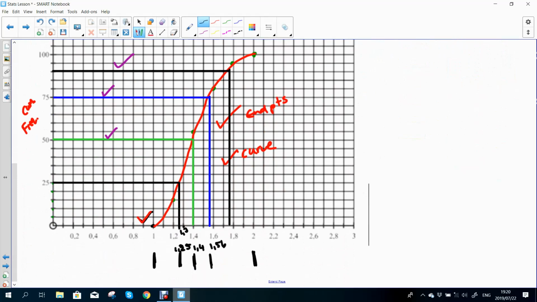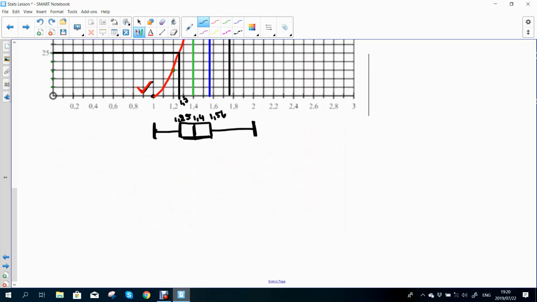And all you do now is you connect the box. So the 3 little lines in the middle make up your little box, and then you go towards your whisker at the end. Beautiful. And there's your little box and whisker diagram. So you want to write there 1 and you want to write there 2.